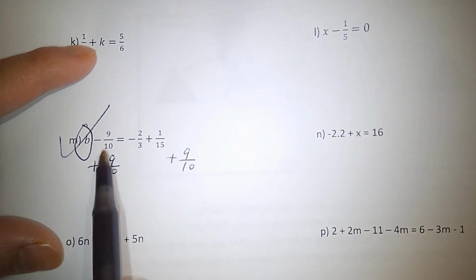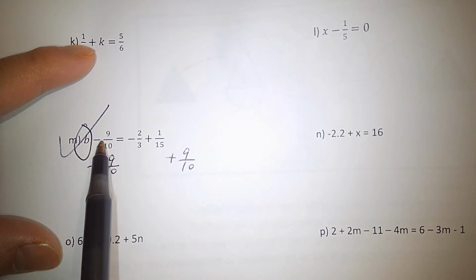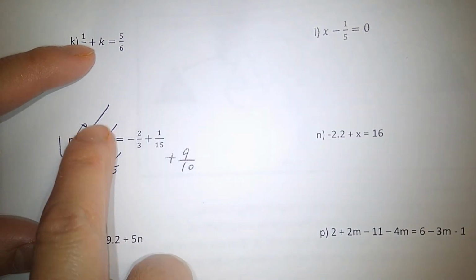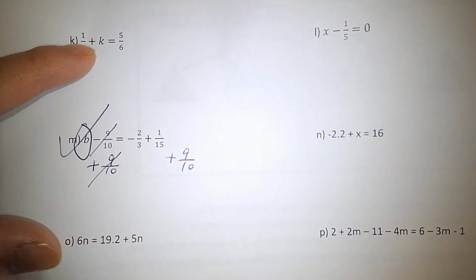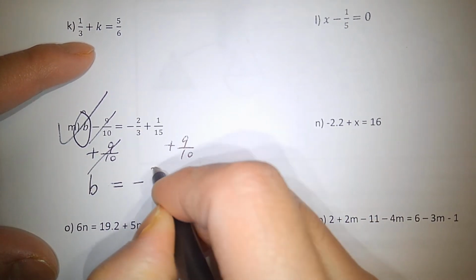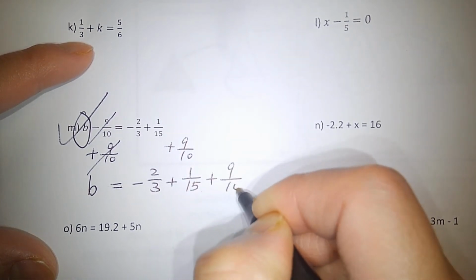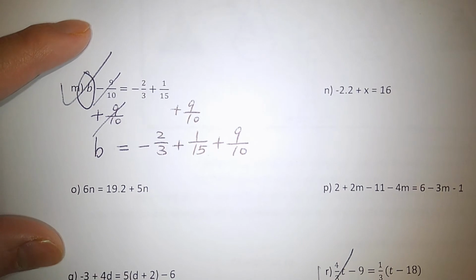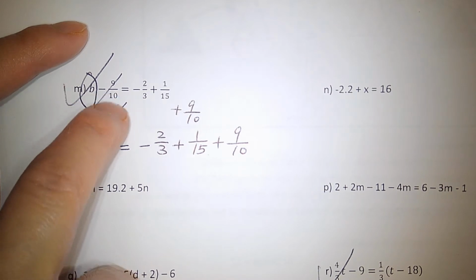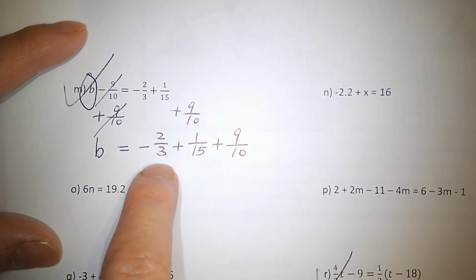We add 9 over 10 to both sides. If the left-hand side adds the positive 9 out of 10, they're offset, right? So the left-hand side will only have a B. The right side gives us negative 2/3 plus 1 over 15 plus 9 out of 10. You guys agree with me? Because we want to isolate the B, we need to get rid of the negative 9 over 10. So we add 9 over 10 to both sides. See, B is isolated, right? So the rest is what?